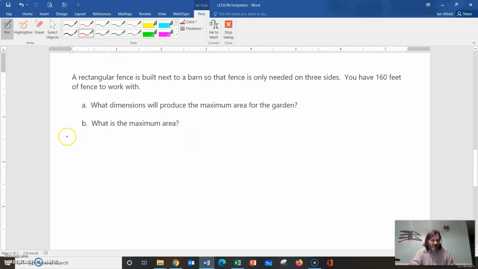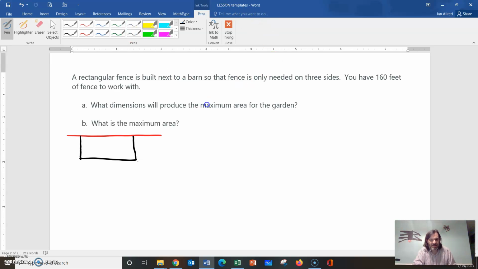So basically there is a barn here and we're going to build a rectangular fence off of it so that we only have to build 3 sides because the barn will be the 4th side. It says you have 160 feet of fence to work with. What are the dimensions that will produce the maximum area of the garden?